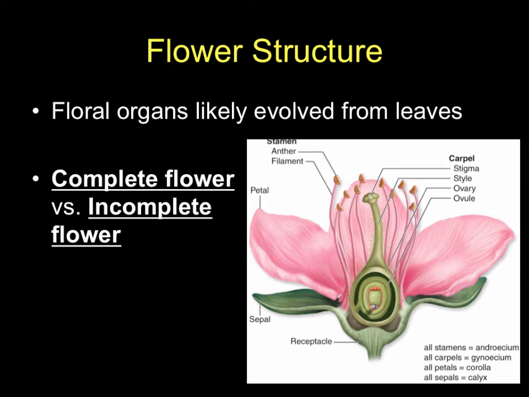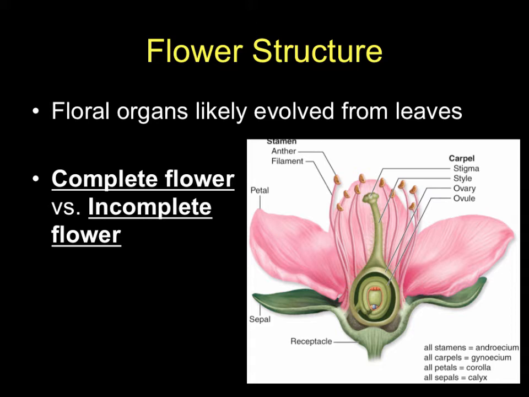Some of the terms we can think about here: a complete flower is a flower that has all four flower parts. Complete flowers have petals. So in this picture here we have petals. They have sepals. They have what's called a carpel. The carpel consists of this entire structure here. So the stigma, the style, the ovary, and the ovules inside of that are part of the carpel. And then also have the stamens. And stamens consist of two parts, the anther and the filament. So if a flower has all four flower parts, petals, sepals, stamens, and carpels, we say it is a complete flower. If it's missing one or more of those different flower parts, we say it's an incomplete flower.